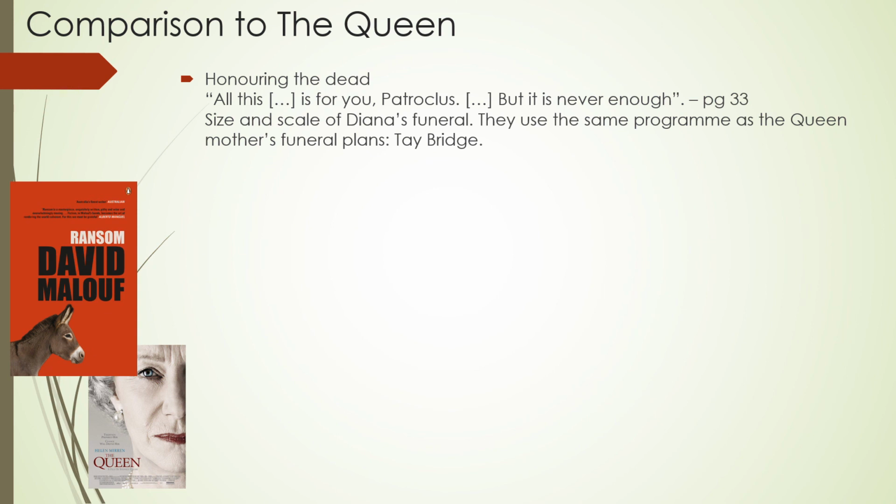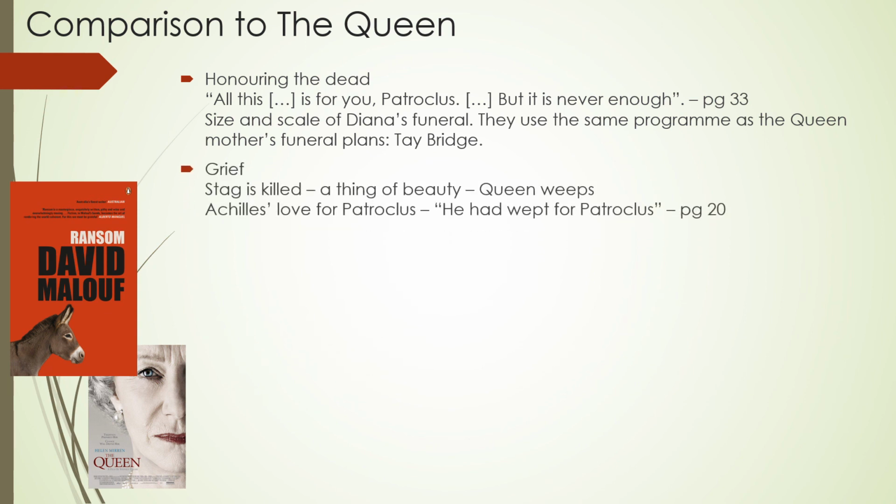So it's about honouring the dead and how we do that, and whether it's right to do it publicly or privately. We've got grief in the Queen. The stag is killed, and that's where she cries. She cries over this stag, but she sees it as a thing of beauty. Achilles' love of Patroclus, his whole grief is bound up in Patroclus dying. He had wept for Patroclus.